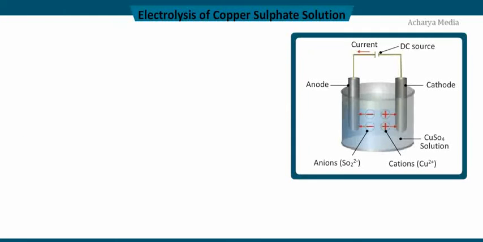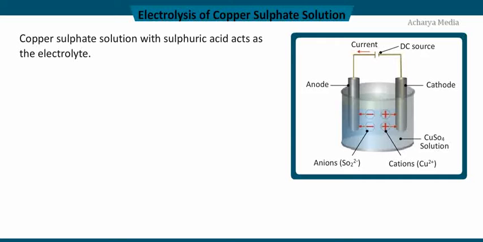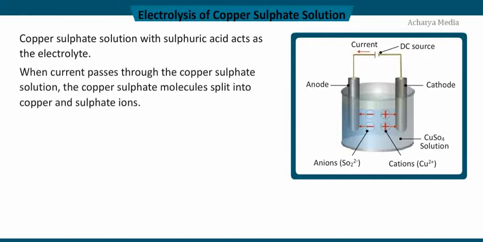Next, we will learn the electrolysis of copper sulphate. Now take copper sulphate solution in a glass straw. Add some sulfuric acid to it. Now it becomes the electrolyte and is ready to conduct electricity. Pass electric current through the electrodes.